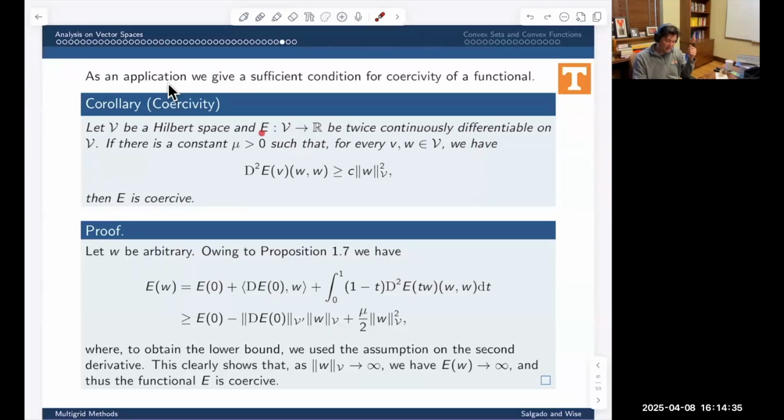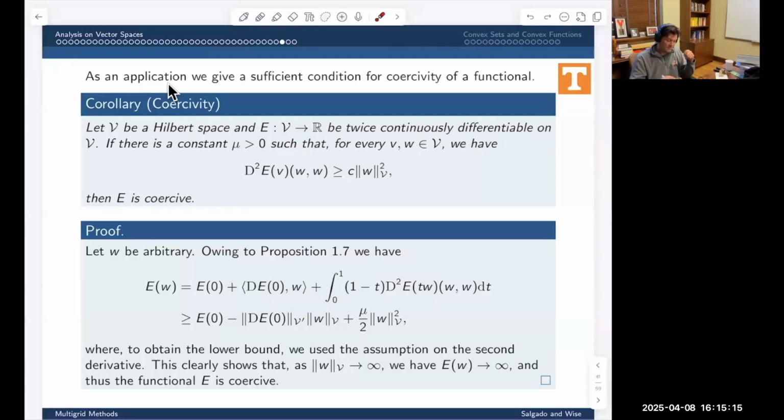So suppose that my functional is twice continuously differentiable on V. If there is a constant mu greater than 0 such that for every V and W in V we have the following estimate, then E is going to be a coercive functional. E has to be a coercive functional. So remember, that means that it's going off to infinity as the norm of V is going off to plus and minus infinity. So how can we prove this?